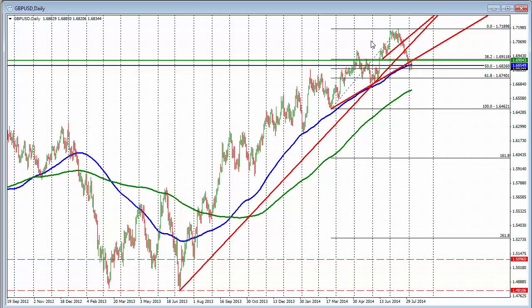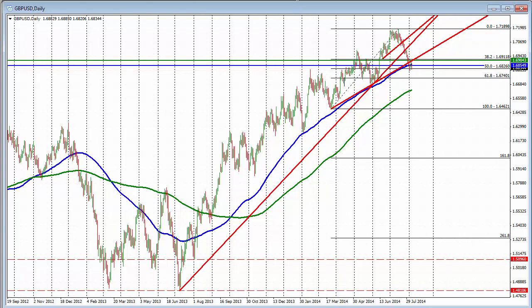So not that far away from the high, even though the price is maybe 400 or so pips lower. But we are stalling near that 50% retracement at the 168.26 level. Currently trading, however, at 168.34. So that's in play, that 50% retracement level. In fact, looks like we went a little bit below it in trading here today.